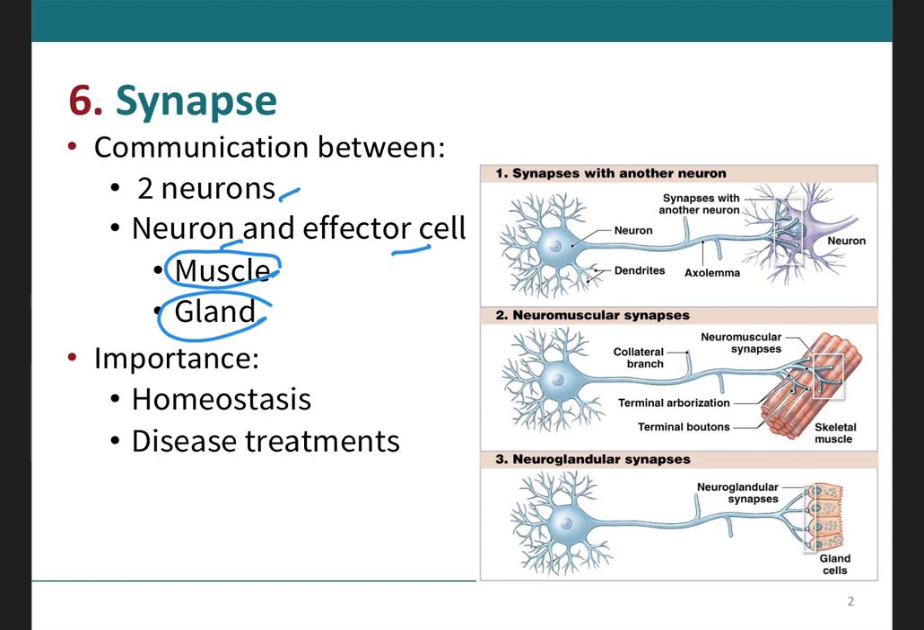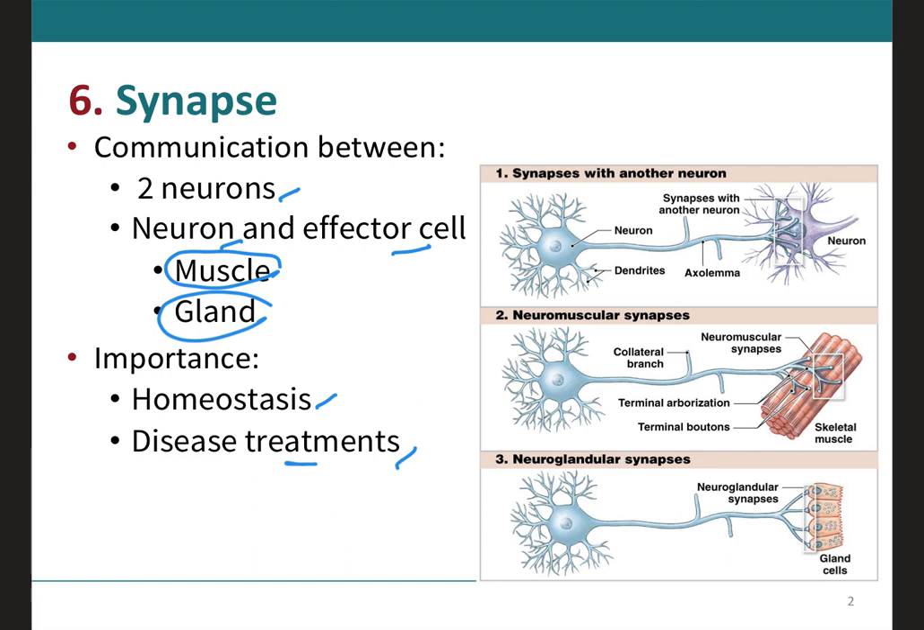Synapses are essential for homeostasis because they allow information to be filtered and integrated into the rest of the body to cause a response. They are also important because some diseases and neurological disorders result from disruptions of these synaptic communications. And there are many therapeutic and addictive chemicals that affect the body at these junctions. So that's why it's important for you to understand the mechanisms that occur between these communications.